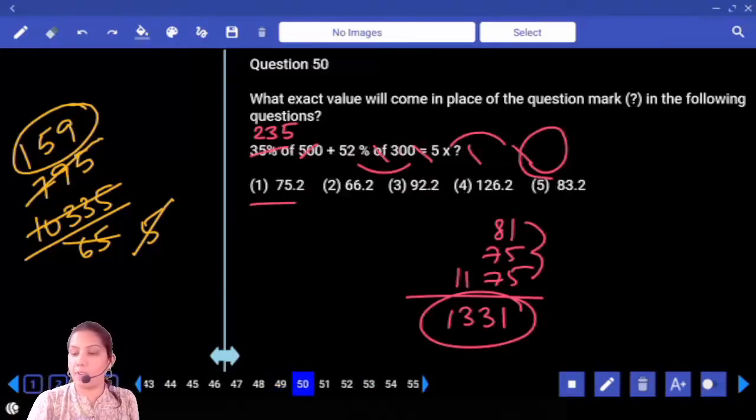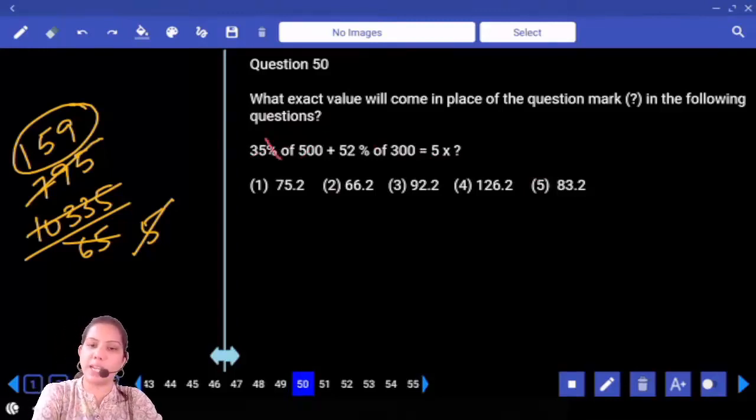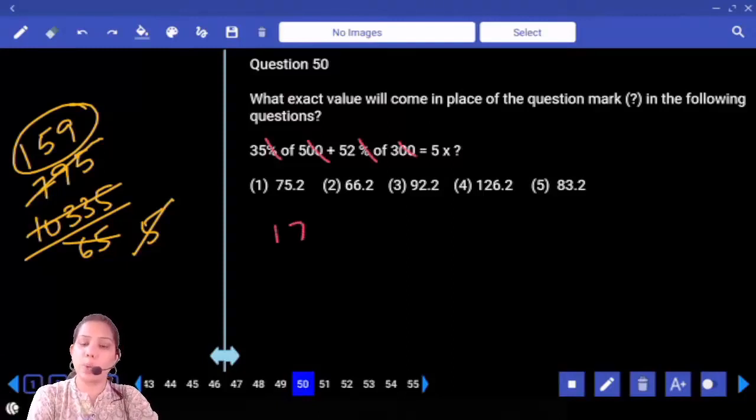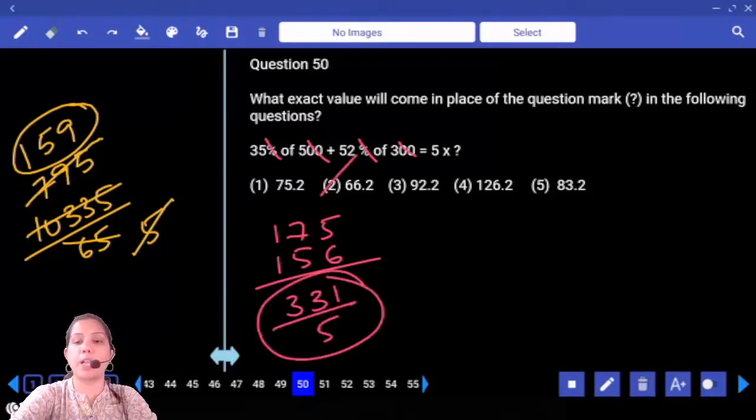Next, question number 50. 35% of 500 and 52% of 300. Percentage, double zero cancel. What is 35 fives? 175. 52 threes? 156. What is the sum of the numbers? 331 by 5 means 66.2, second option.